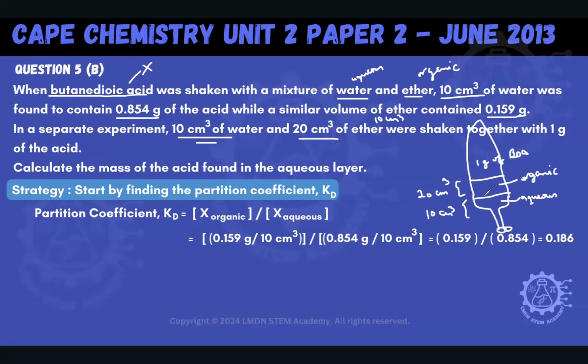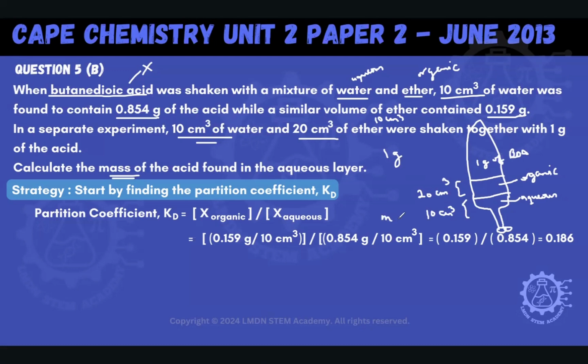And it's going to get partitioned. That 1 gram is going to get partitioned between both layers. So just keep that in mind. Our total mass that we're putting in is 1 gram, and we're shaking it with ether and water, and it's going to get partitioned between both layers. What we want to find out is what mass of the acid ended up in the aqueous layer.